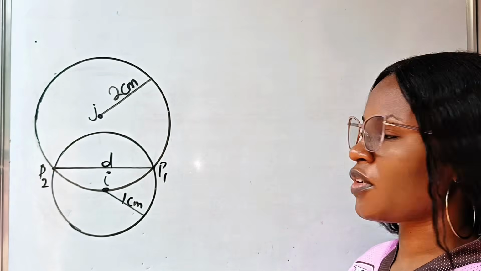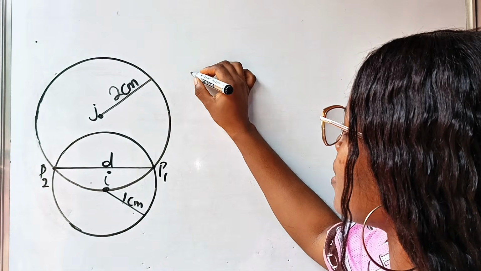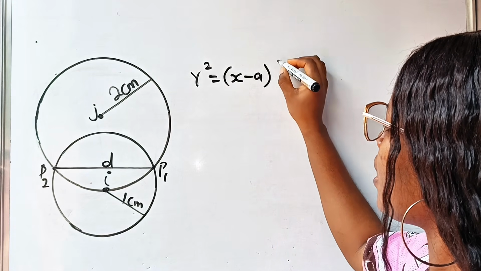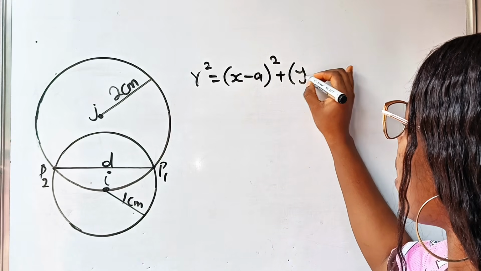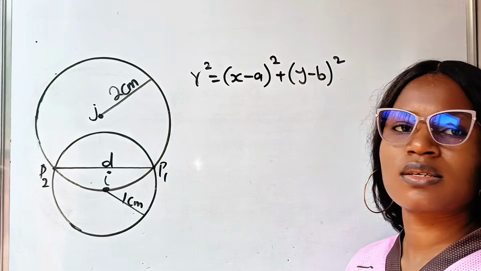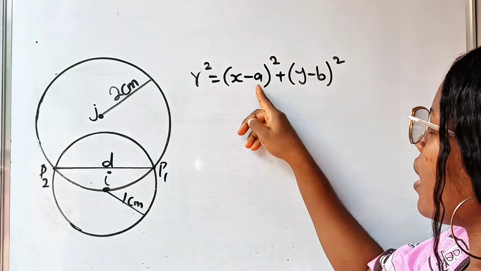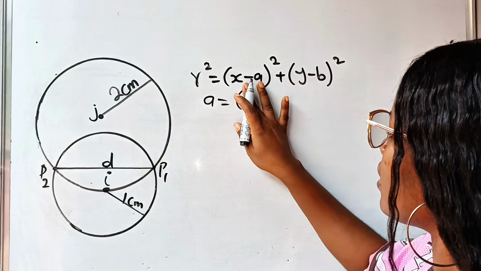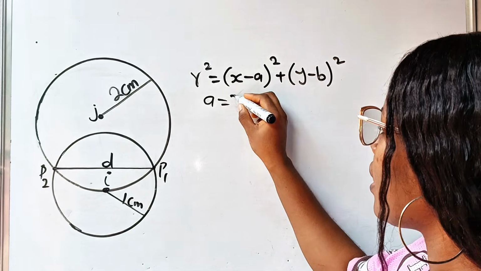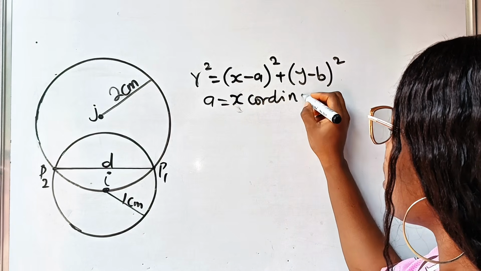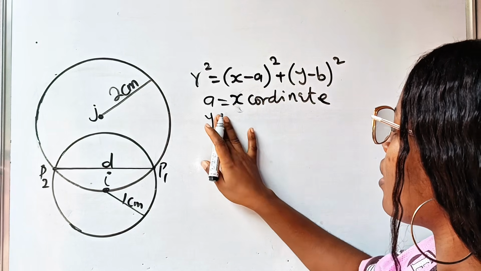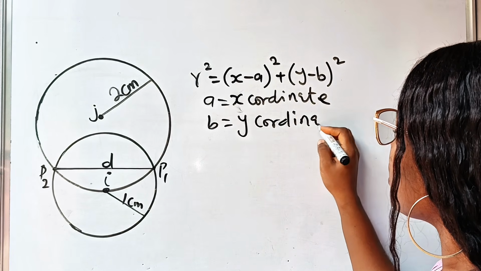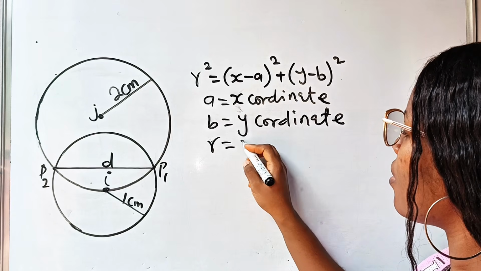the equation of any circle. The equation is r squared is equal to (x minus a) all squared plus (y minus b) all squared. Now a is the x coordinate of the center, and b is the y coordinate of the center.